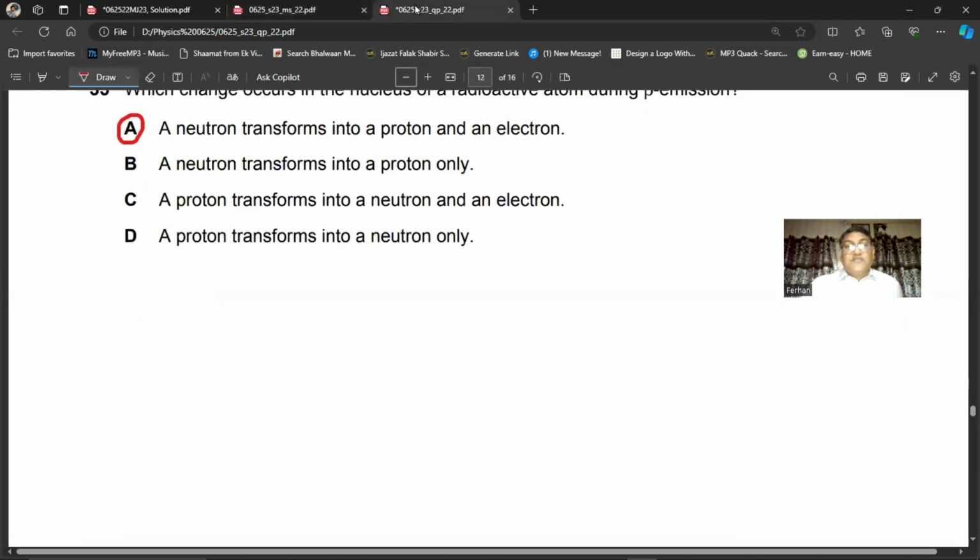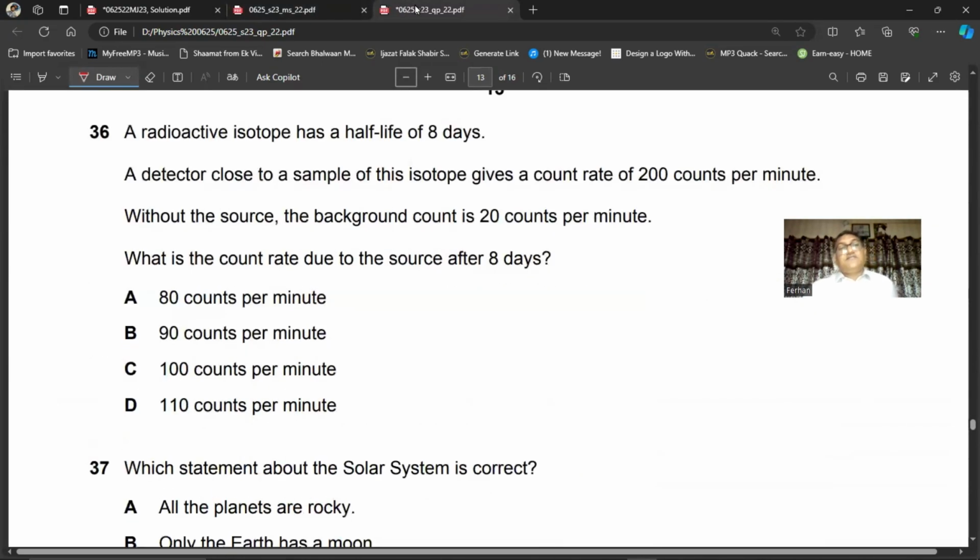Okay, so we are going to the next part, question number 36. A radioactive isotope has a half-life of 8 days. A detector close to a sample of this isotope gives a count rate of 200 counts per minute. Without the source, the background count is 20 counts per minute. What is the count rate due to the source after 8 days?